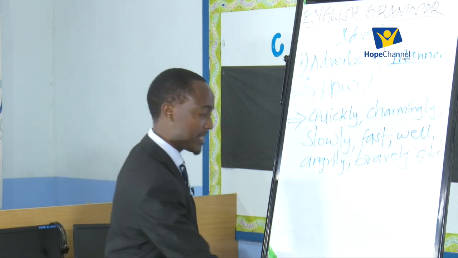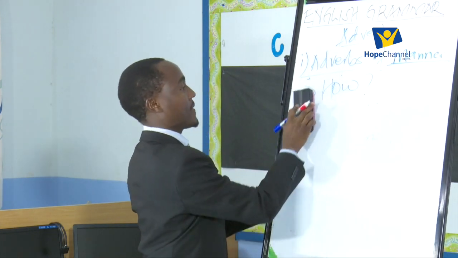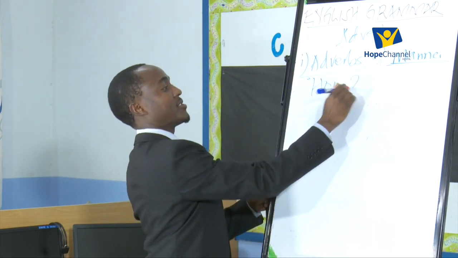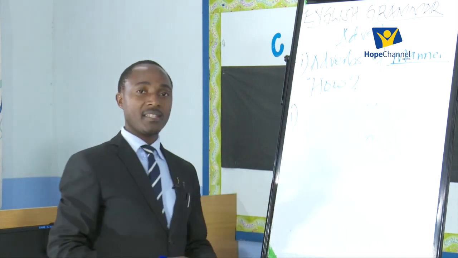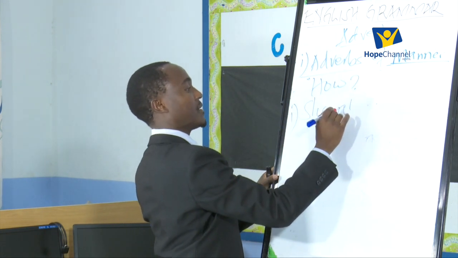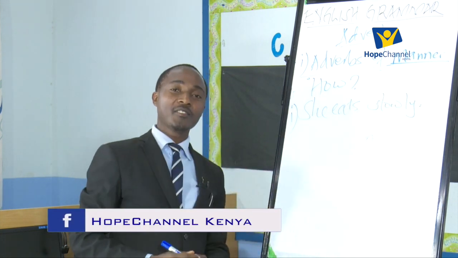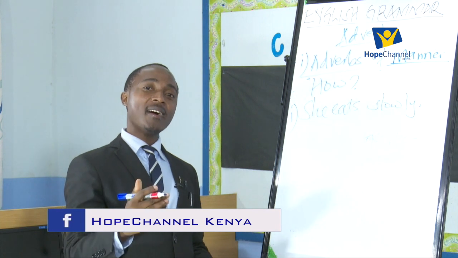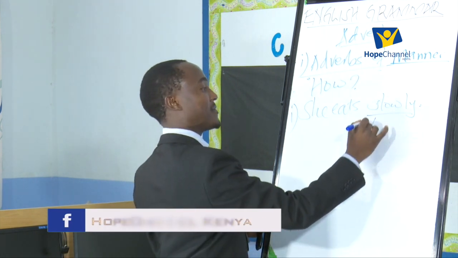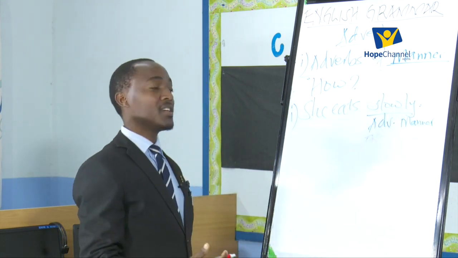So how do we use them now in sentences? Let's look at examples in sentences. Remember, our major question here of identification is how. For example, she eats slowly. So what question will you ask here? The question is, how does she eat? And the answer is slowly. So this is our adverb of manner, answering the question how she eats.